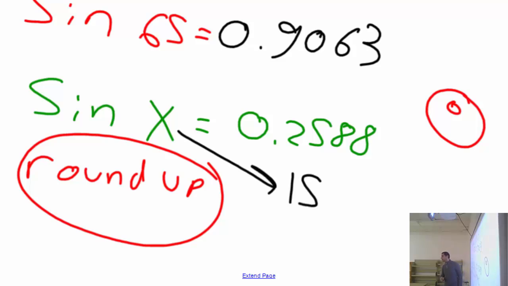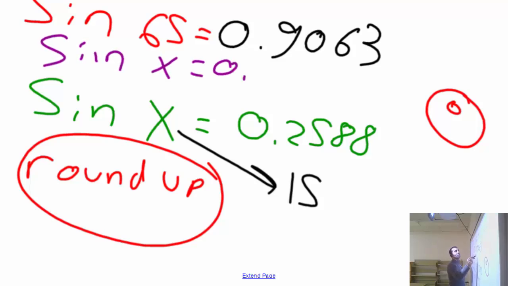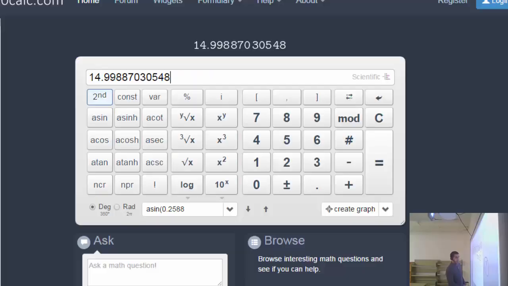And let's calculate this once again. This time, let's do it for this. Sinus x equals 0.9063. So yes, I'm supposed to get 65. So let's get that. 9063.